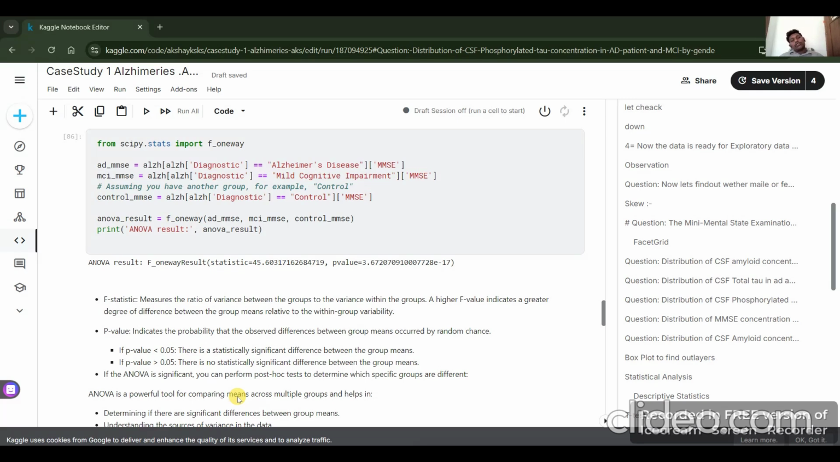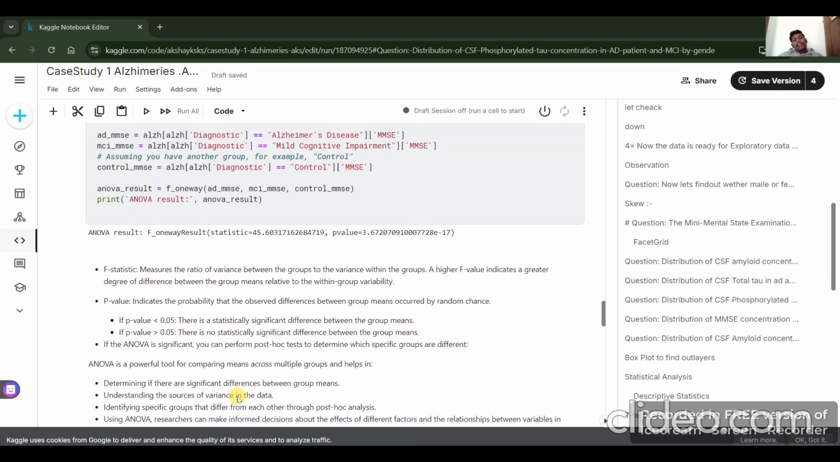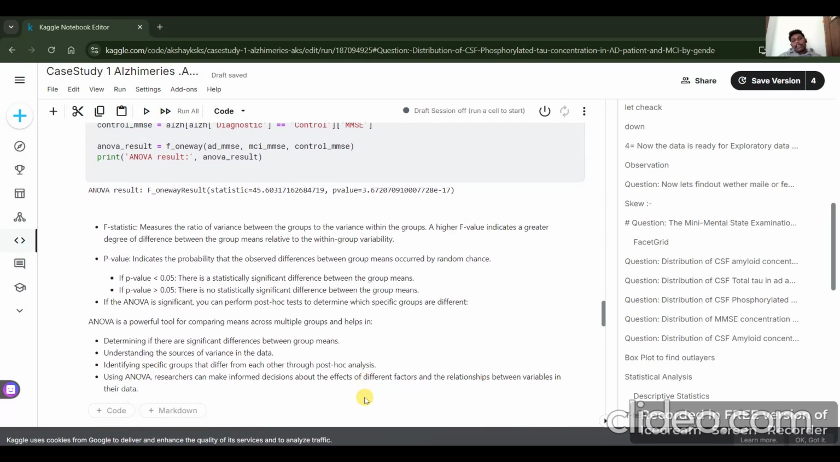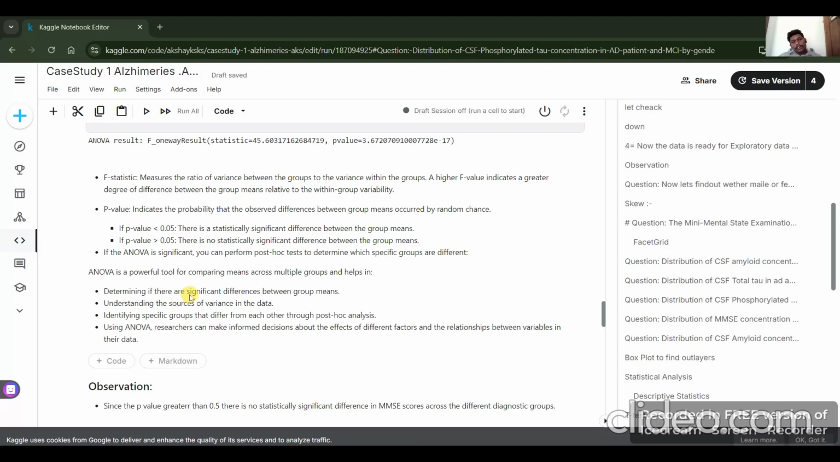ANOVA is a powerful tool for comparing means across multiple groups and helps in determining if there are significant differences between group means, understanding the source of variance in data. Identify specific groups that differ from each other through post hoc analysis. Using ANOVA, researchers can make informed decisions about the affected factors and relationships between variables in their data.